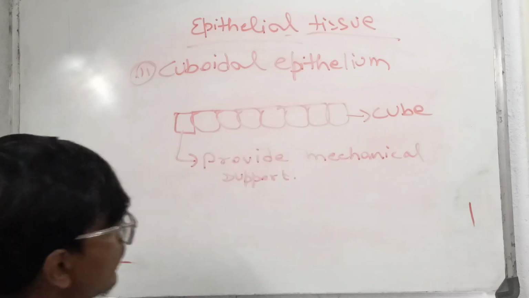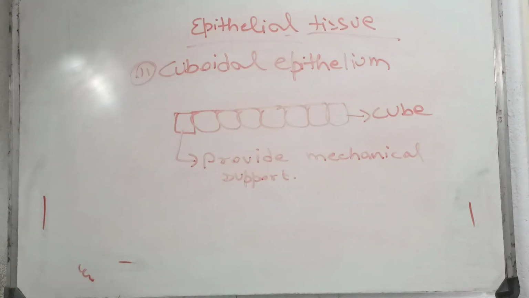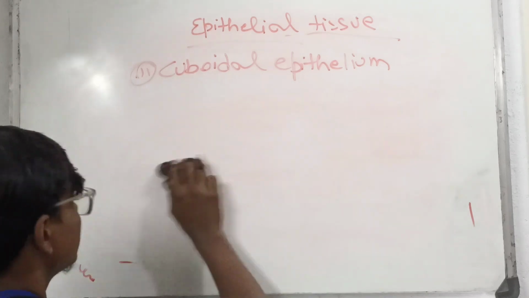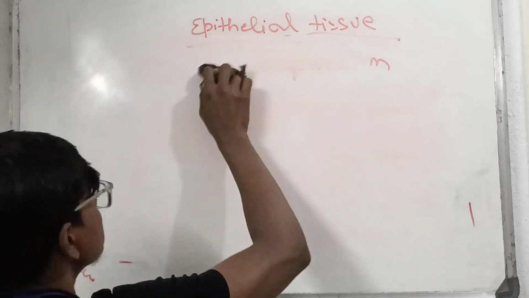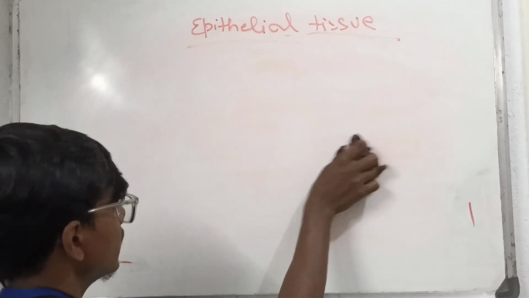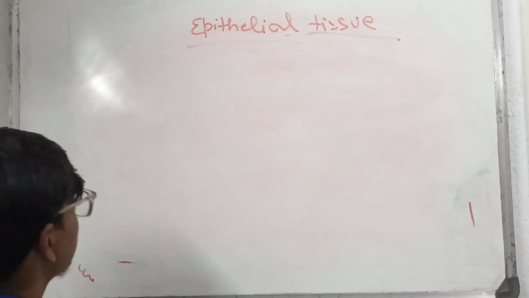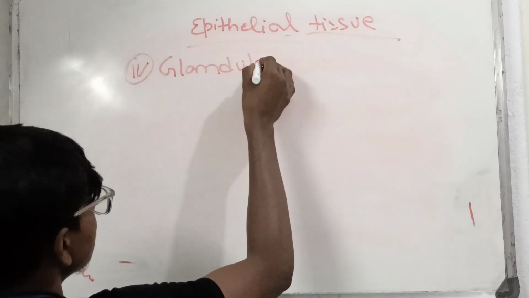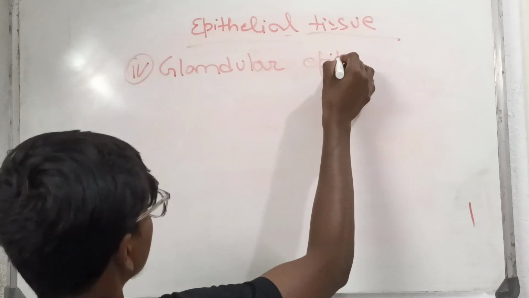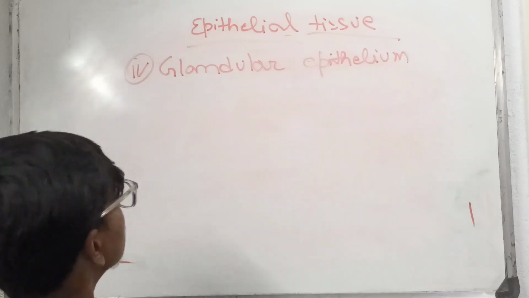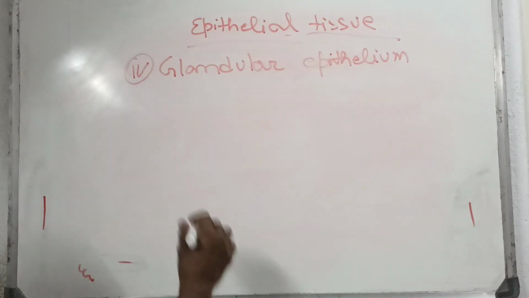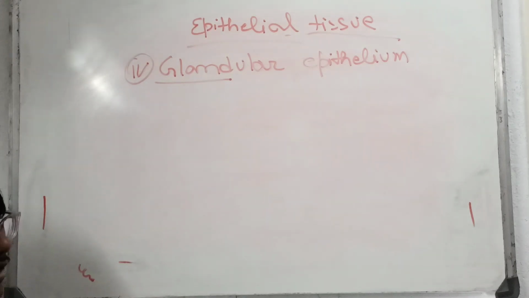Now next we will see, that is the fourth type. This is a special type of epithelial tissue, you can say, that is the glandular epithelium. So this glandular epithelium, where is it present? By the name, can you guess? Yeah, the name gland you can see. So glands will have this glandular epithelium.